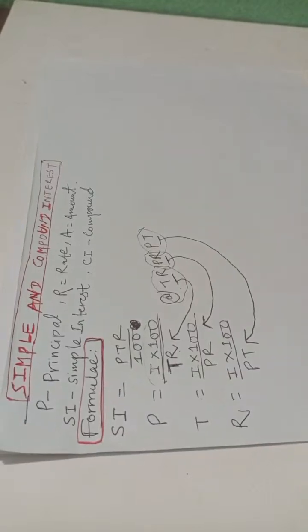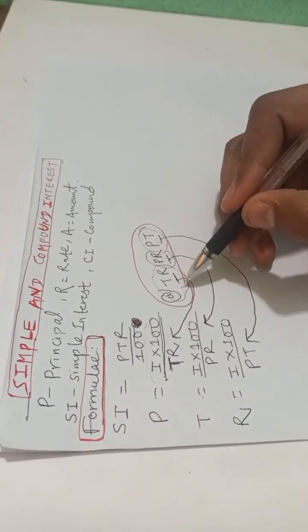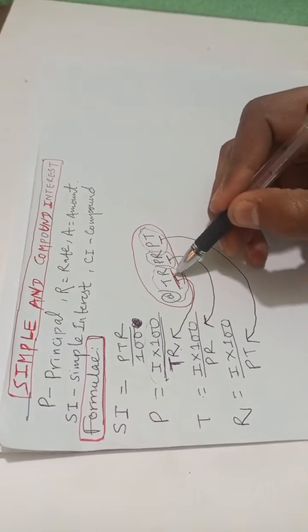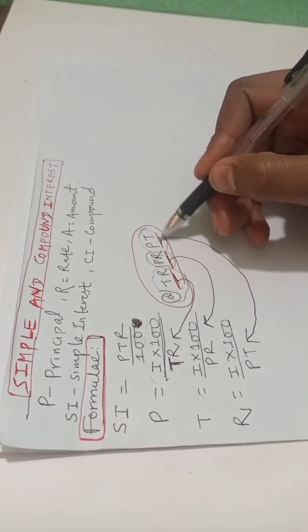So if you want to memorize simple and compound interest, you have to follow these tips and techniques. Principal divided by TR, time divided by PR, rate divided by PT. This is the technique for memorizing these formulas, and I will give other formulas that help us build confidence and solve the tasks very efficiently.